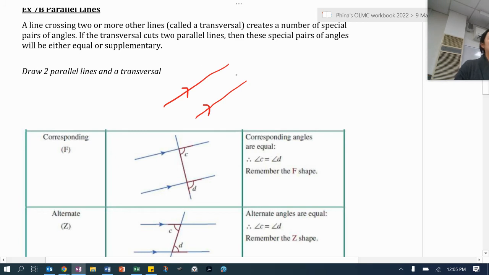Now, a transversal is a line that cuts through those parallel lines. So that's your transversal. And you can have multiple transversals cutting across parallel lines, right? So any line that cuts across them is a transversal.